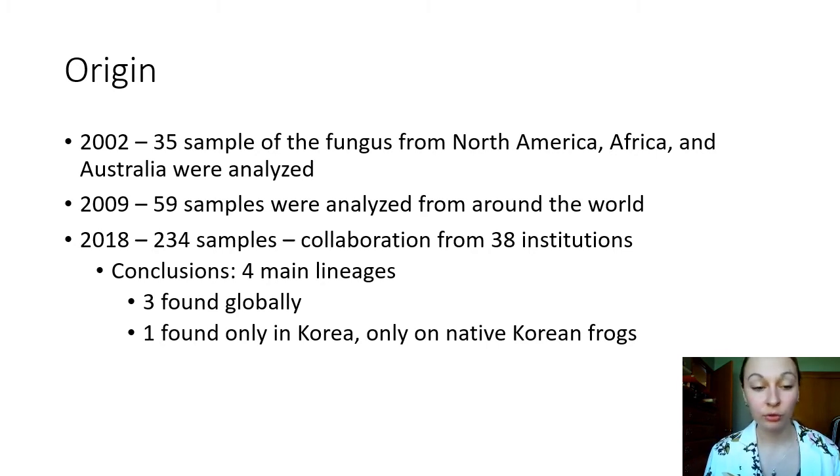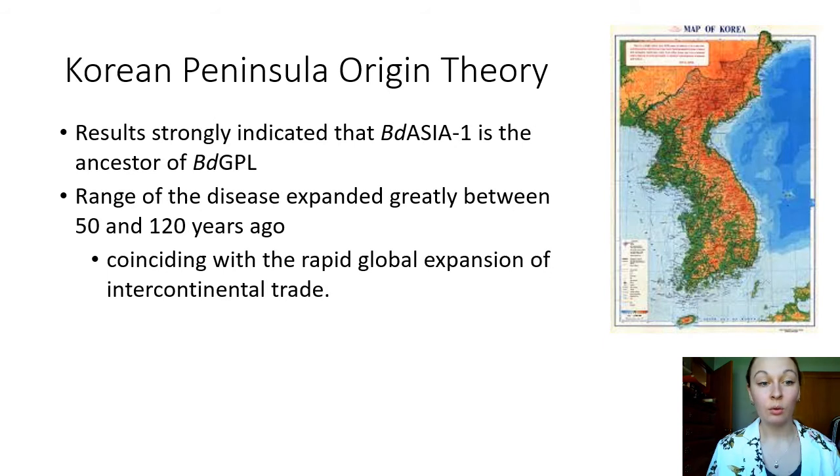And their main conclusions from their paper were that there are 4 main lineages of the Chytrid BD fungus, 3 of which were found globally, and only 1 was found only in Korea, and then only on the native frogs in that region. It was not found on any invasive species there.